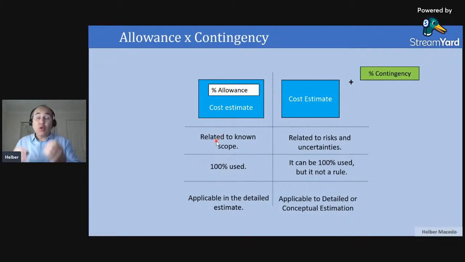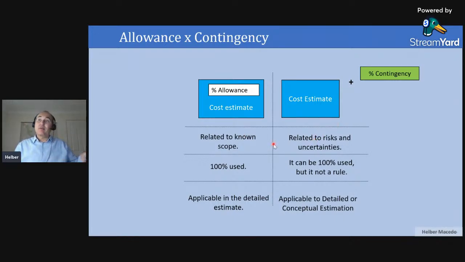So it's correlated with the scope. It's something that I will assemble. I need to buy. I will need to execute. So it's 100% used. Contingency, no. When I start to look at contingency, first I calculate my cost estimation, then I will apply the contingency. We will see the difference, what will be the techniques. But first, I calculate my cost, then I apply my contingency.